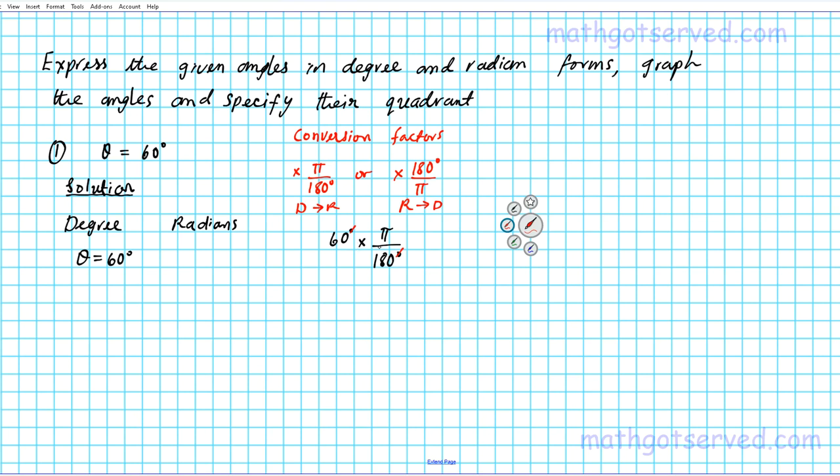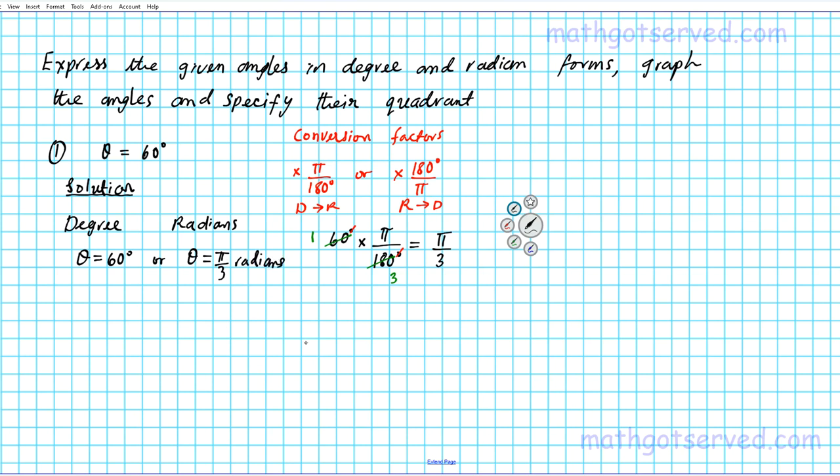All right, so now let's simplify this, or we can cancel out. 60 goes into 180, right? So 60 goes into itself once and it goes into 180 3 times. Multiply across, you're going to have 1 times pi over 3 radians as the radian measure. All right, so theta is equal to 60 degrees, or theta, exactly the same angle and measure in radian form, is pi over 3 radians.